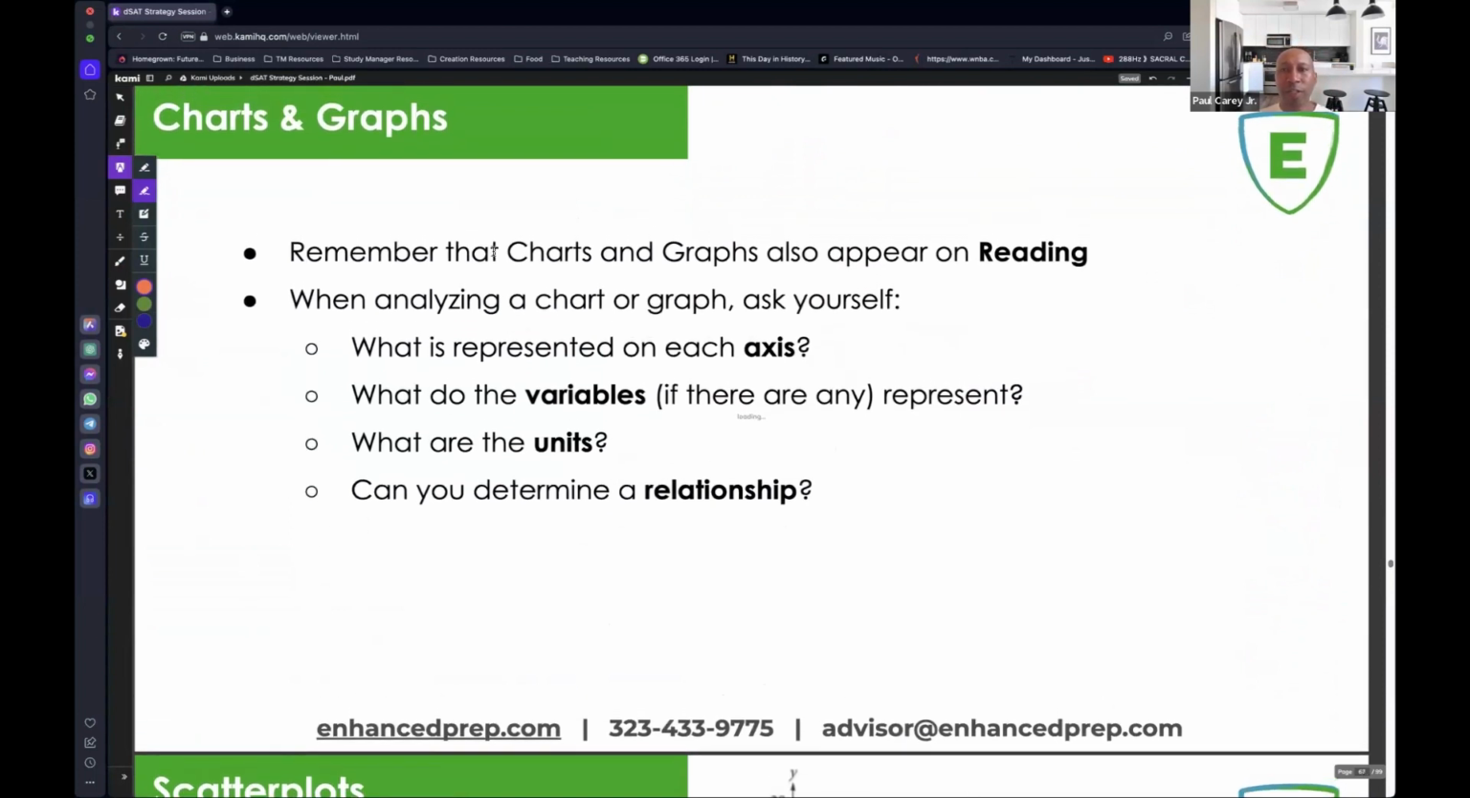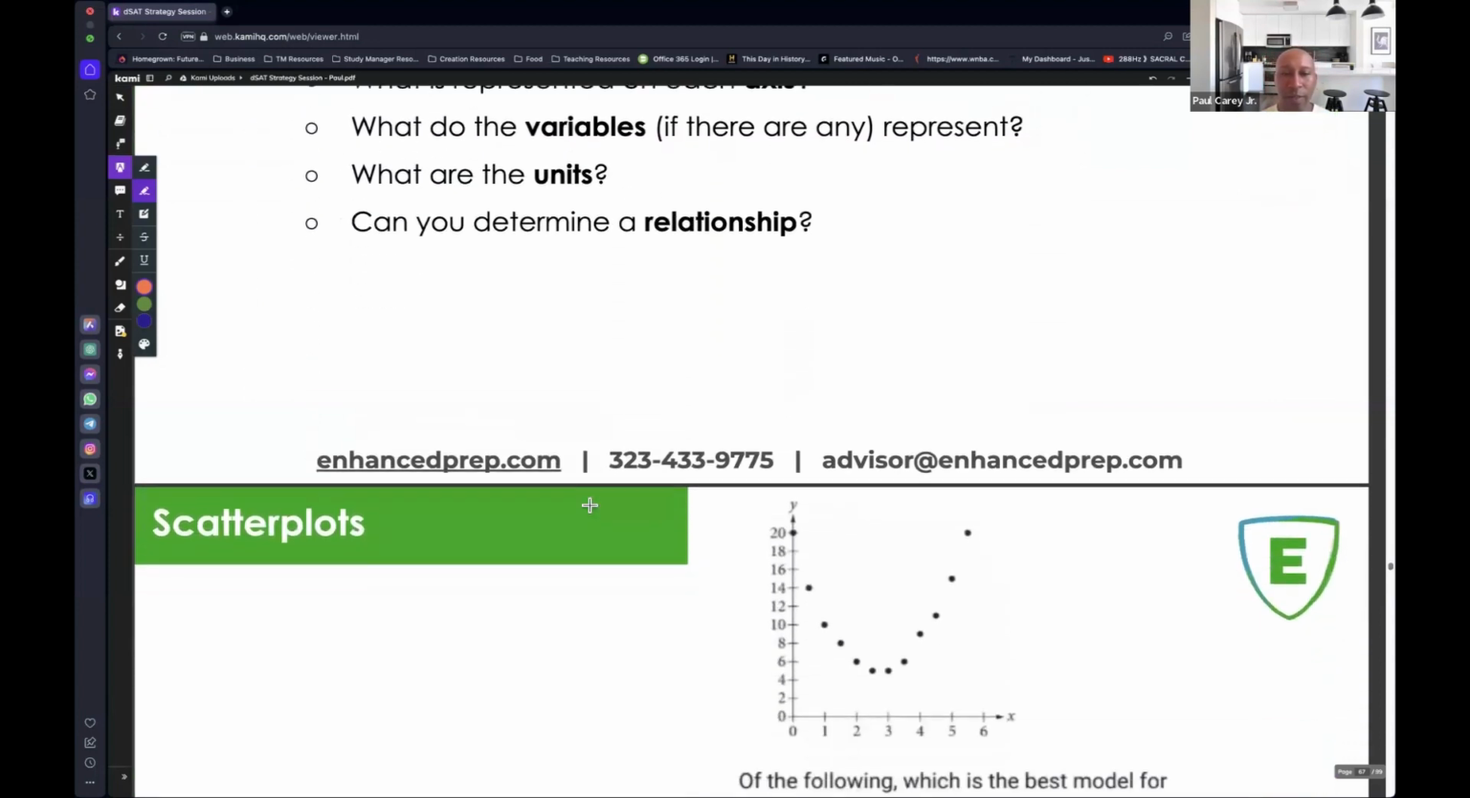All right. So charts and graphs, right? Charts and graphs, remember that charts and graphs also appear in the reading section. When analyzing a chart or graph, ask yourself, what is represented on each axis? What do the variables, if anything, represent? And then what are the units for those? Can you determine the relationship?